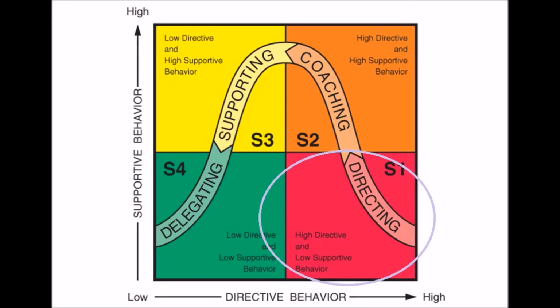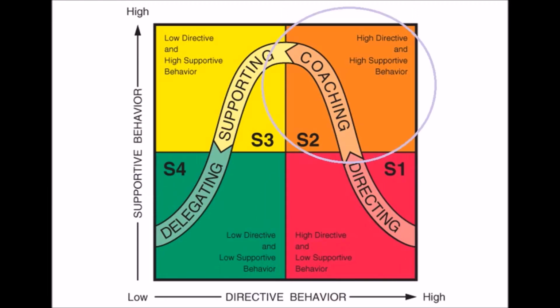Telling is where the leader demonstrates high directive behavior and low supportive behavior. Selling is where the leader demonstrates high directive behavior and high supportive behavior. Participating is where the leader demonstrates low directive behavior and high supportive behavior. And delegating is where the leader demonstrates low directive behavior and low supportive behavior.